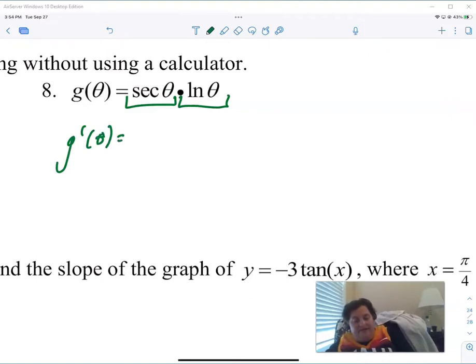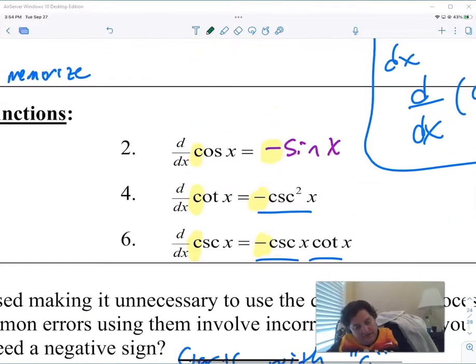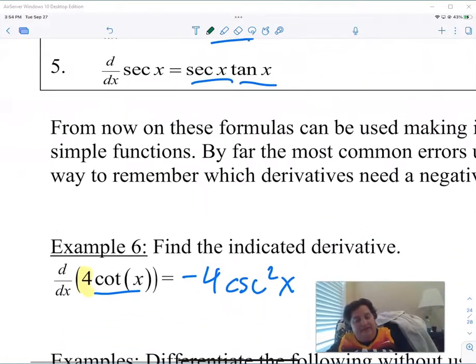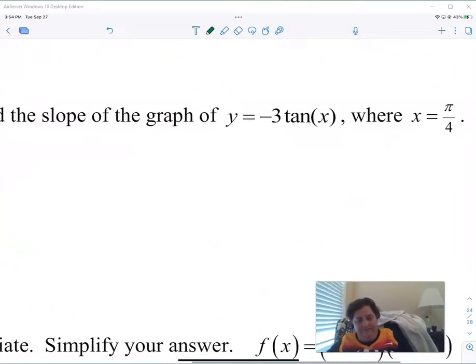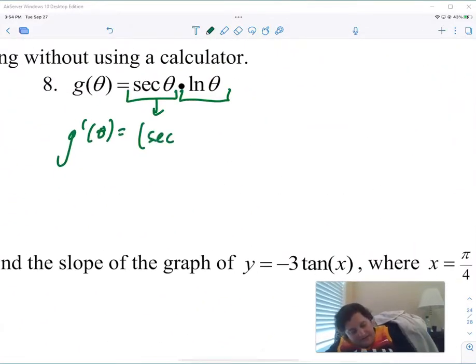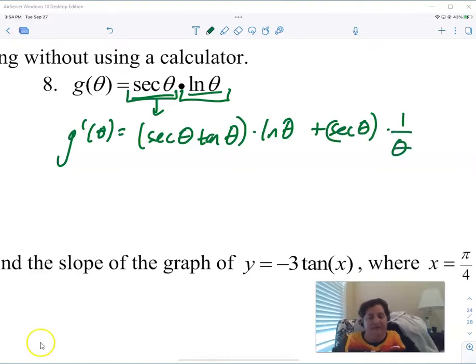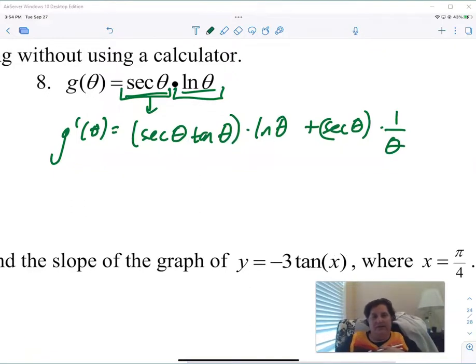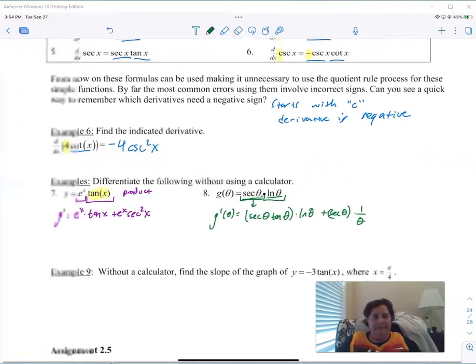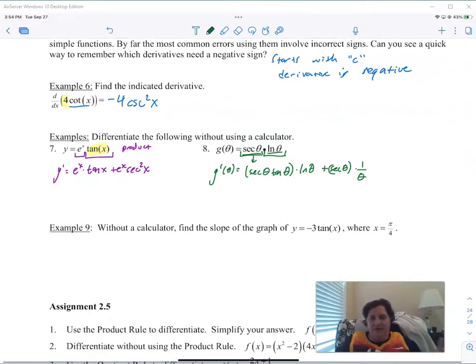Okay, the derivative of the first, the derivative of secant, up here, you guys, right there. The derivative of secant is secant tangent, okay? The derivative of secant is secant tangent times the second, and then the first by itself, and derivative of the second. Remember, derivative of ln of x is 1 over x? That's my answer. That's it. I'm done.